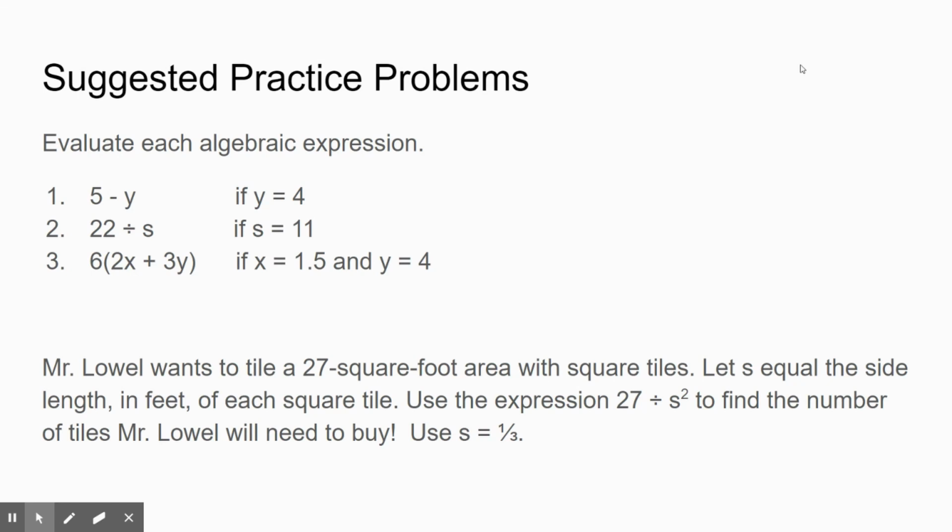So finally, some suggested practice problems for you. There are 3 algebraic expressions. I've given you what each of the variables should be for them. Substitute them in, evaluate them. Nothing too different. Then there's also a word problem, which again, you have all the information you need. You have an expression, you know what your variable needs to be. See what you can do. This is a more real-life situation, though, where you would actually use an algebraic expression in real life, of course. So, good luck.